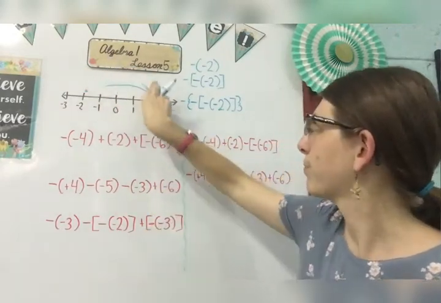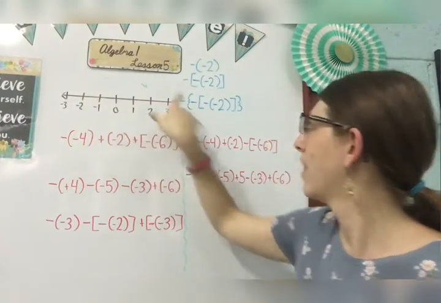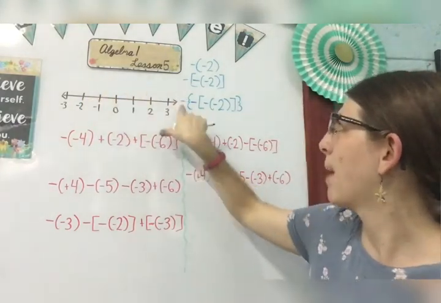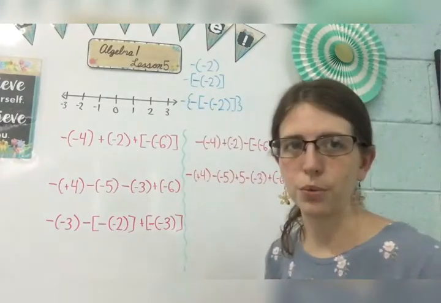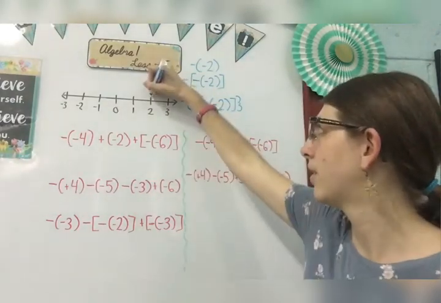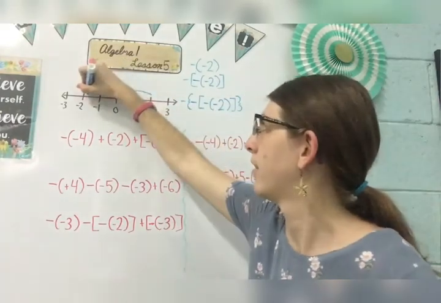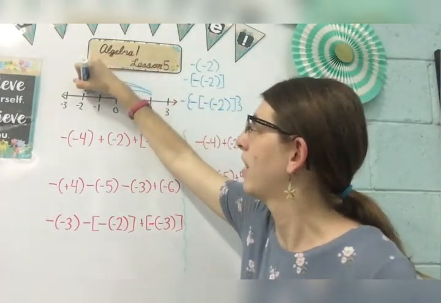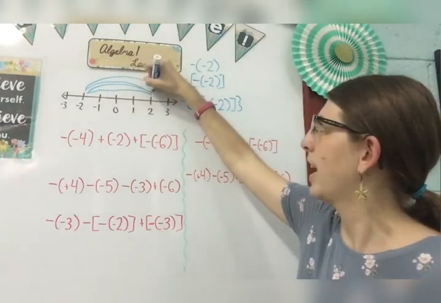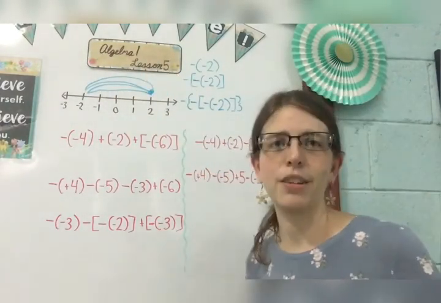One more. Look at this one. We have the opposite of the opposite of the opposite of the opposite of 2. So we started on 2, and we go to the opposite. Then we go to the opposite of that. Then we have the opposite of that. Then we have the opposite of that. And we landed here at positive 2.